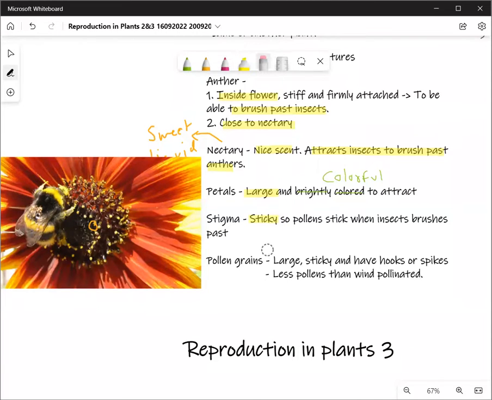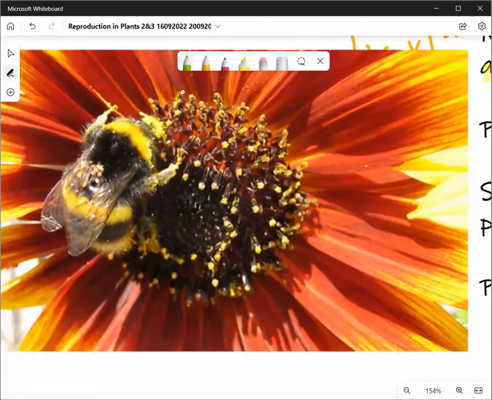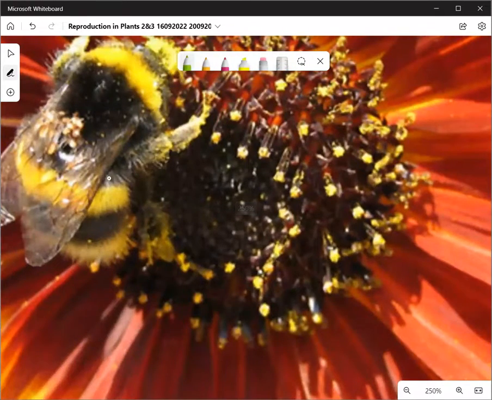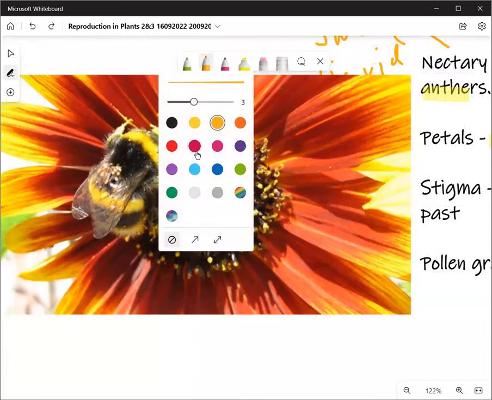Next thing is the pollen grains themselves. The pollen grains of these plants have hooks or spikes. Why do they have this? Why are they sticky? Large, sticky, have hooks and spikes. Because they have to stick to the fur or the coat of the bee. So then, when this bee flies to another flower, it will take the pollen grain with it.